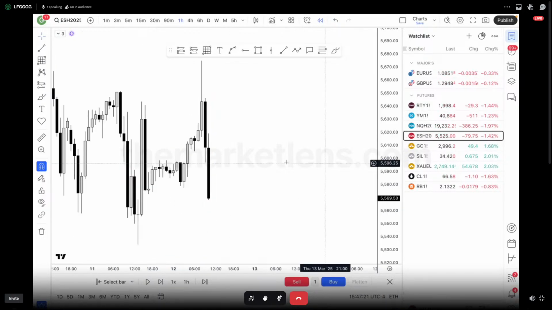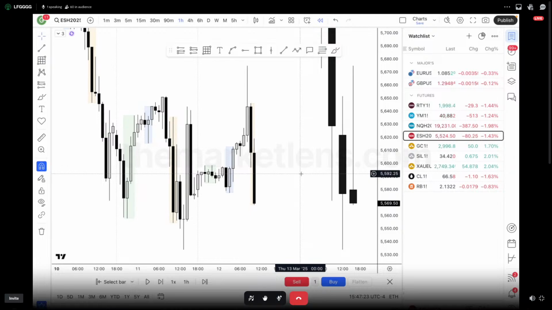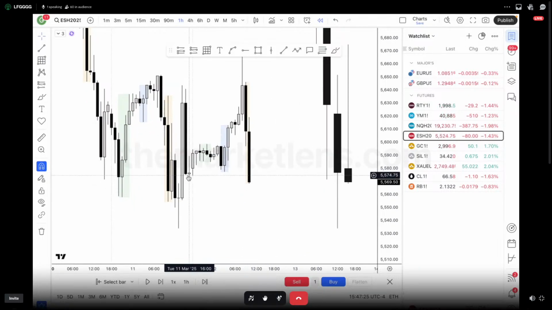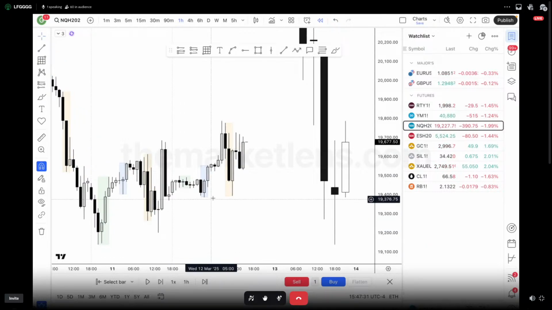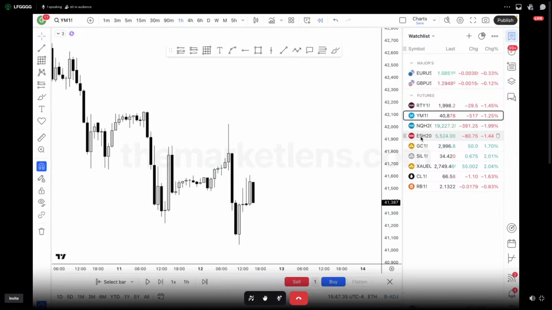You go on ES, which is the middleman, so it's not the weakest, it's not the strongest. You reach the session lows. NQ doesn't reach any of them, I don't think. Yeah, it doesn't reach any of them. So you see why you want to trade YM or ES?